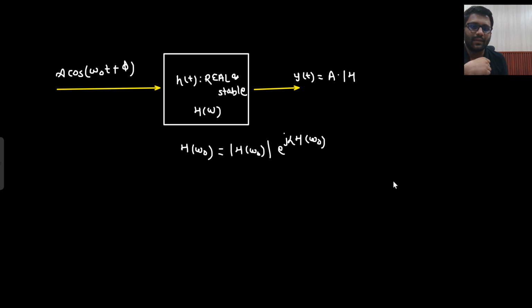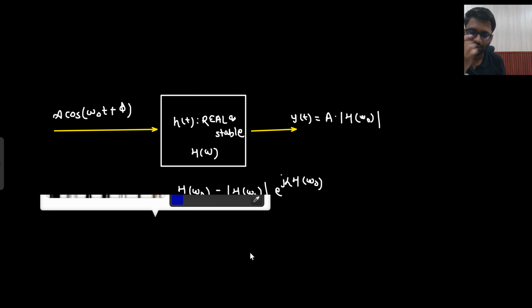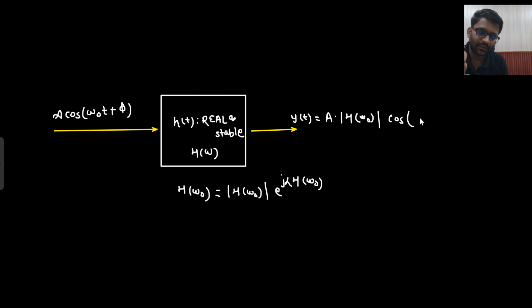Just one second, guys. Yeah, so what I was saying: whatever the magnitude was there for h of omega naught, that you will multiply. And then in the phase of cos omega naught t plus phi, another phase you will introduce, that is this one.